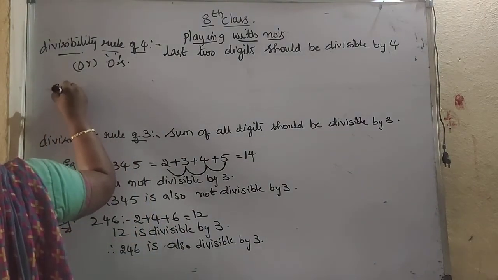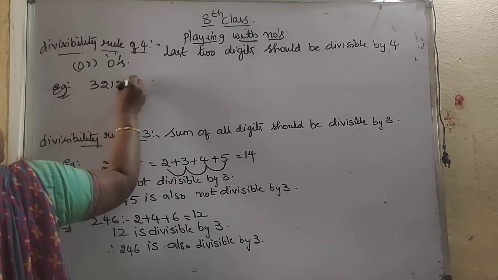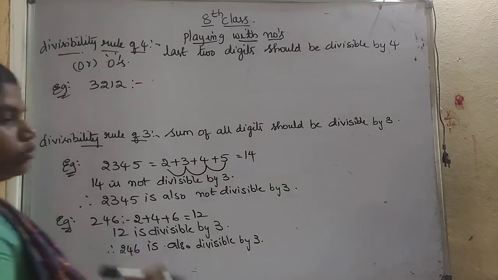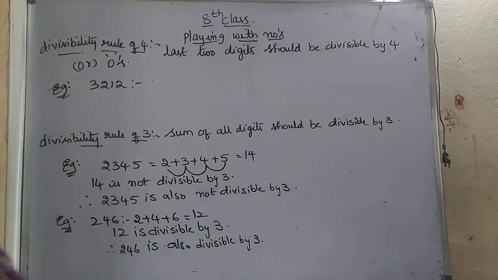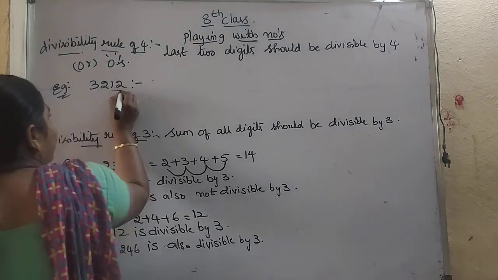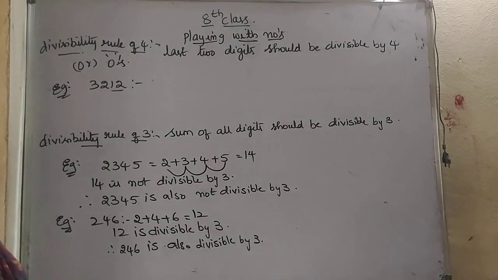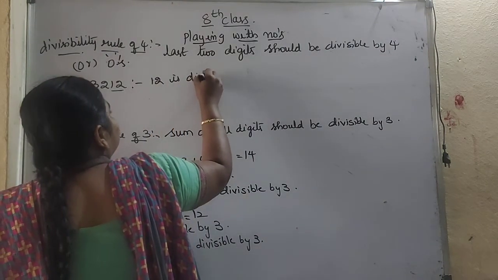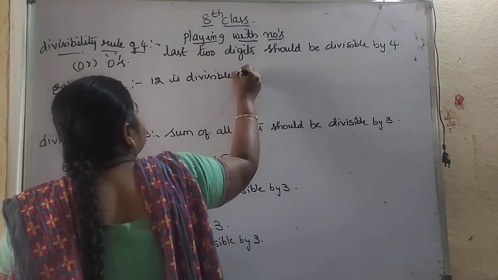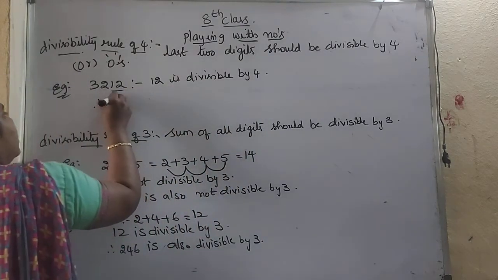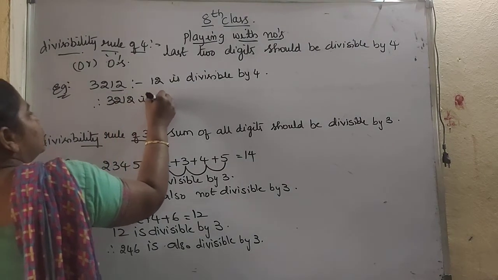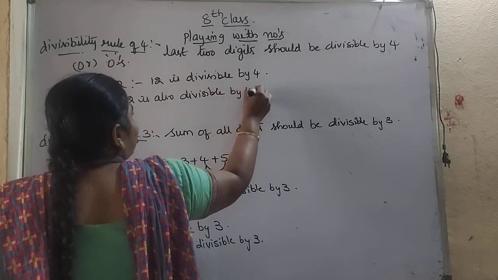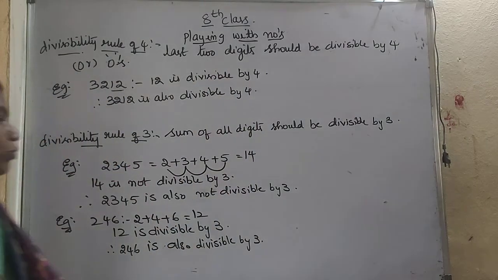So we can take one example here. I am taking 3212. What is the condition? The last two digits should be divisible by 4. What are the last two digits? 12. Is 12 a multiple of 4? Yes, 12 is a multiple of 4. So we can say 12 is divisible by 4. Therefore 3212 is also divisible by 4.